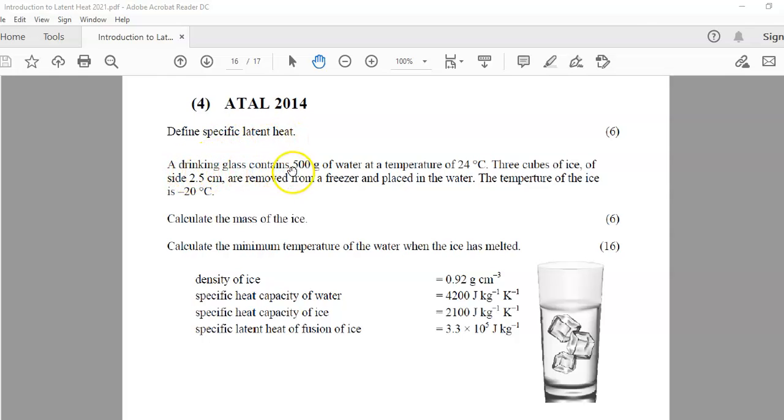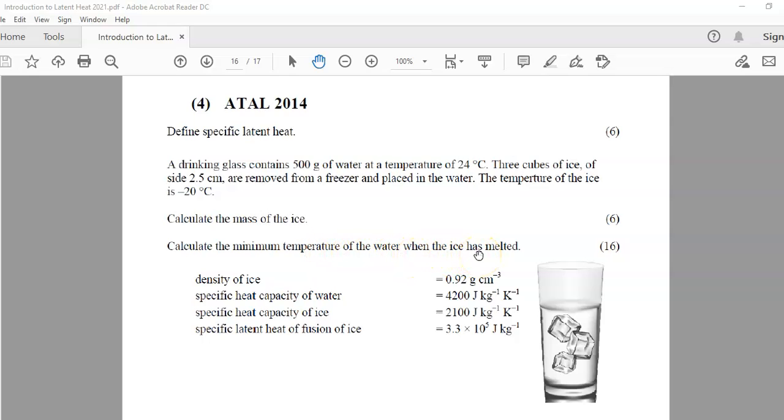A drinking glass contains 500 grams of water at a temperature of 24 degrees Celsius. 3 cubes of ice, each of side 2.5 centimeters, are removed from a freezer and placed in the water. The temperature of the ice when added is minus 20 degrees Celsius. Calculate the mass of the ice. And we notice we're given the density of the ice in grams per cubic centimeter, and density is mass divided by volume. And calculate the minimum temperature of the water when the ice has melted.